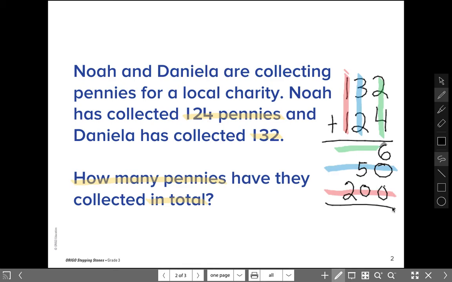What's 6 plus 0 plus 0? 600. No, there's no 100 there, Sophie. What's 5 plus 0? 5. So 50 plus 0 is 50, and what's 200 plus nothing? 2. So what's my answer? 256. 256 what? Pennies. I've got to put my units. That would be $2.50. Excellent, Amir. That would be $2.56.